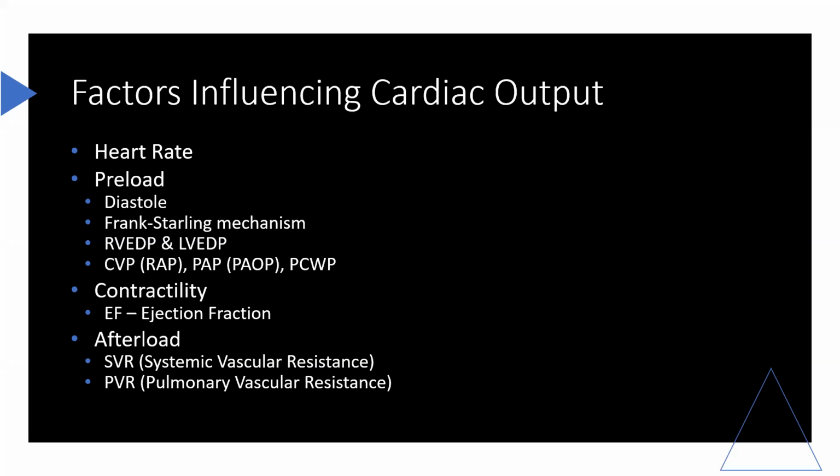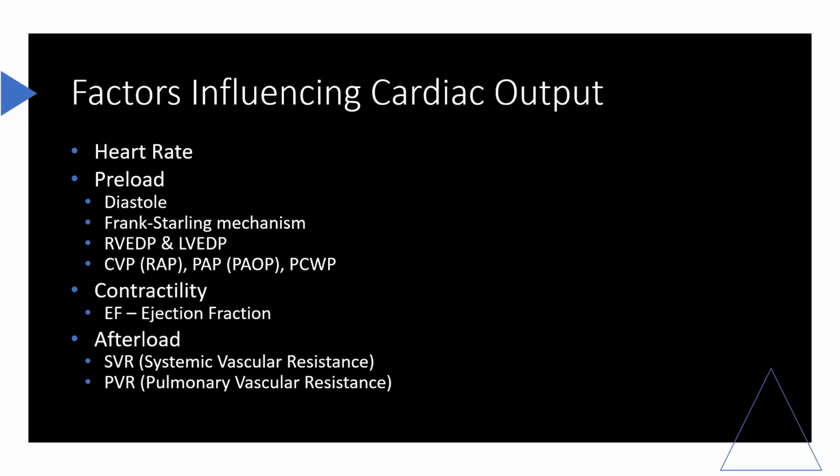The outputs of the right and left ventricle are ultimately influenced by four main factors: heart rate, preload, contractility, and afterload. An individual's heart rate, which is simply the number of times the heart beats per minute, can vary considerably depending on the patient's age and body habitus, core temperature, level of activity, and even psychological state. Heart rates can range from 50 to 200 beats per minute in a normal, healthy adult.